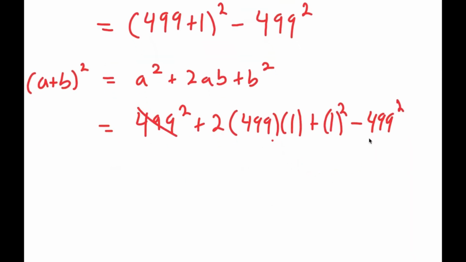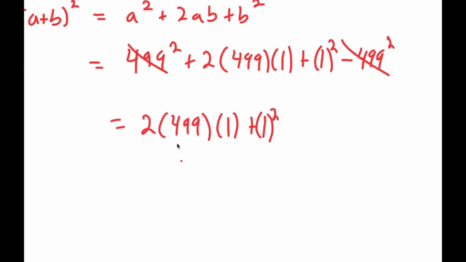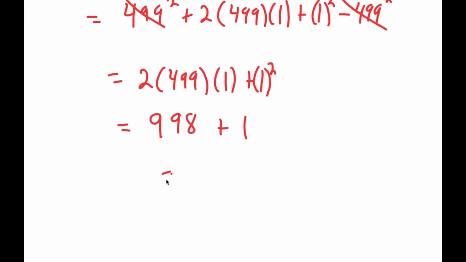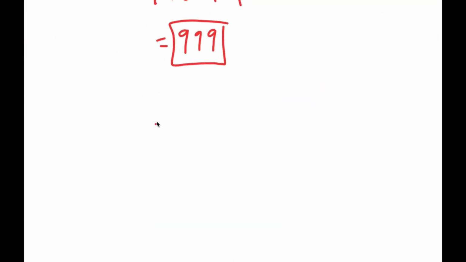Now I can cancel out 499 squared and negative 499 squared, so I'll be left with 2 times 499 times 1 plus 1 squared. 2 times 499 is 998, times 1 is just 998, and I have this plus 1 squared, which is plus 1, and this is equal to 999. Now I actually have another method of solving this.